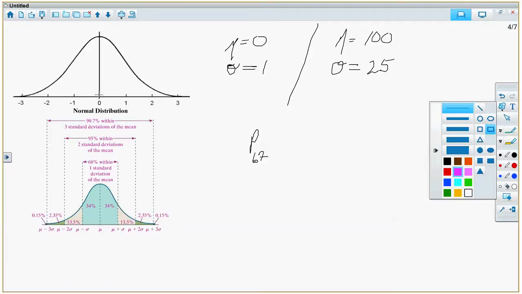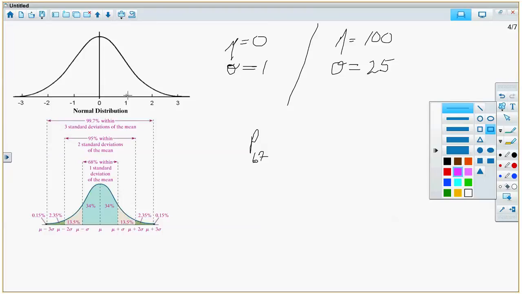And where is 50%? Right? 0. Well, what would 1 be? Well, think of this mentally. 50 plus 34 would be what? 84. So you know 1 is 84%. That's too much. You see what I'm saying?